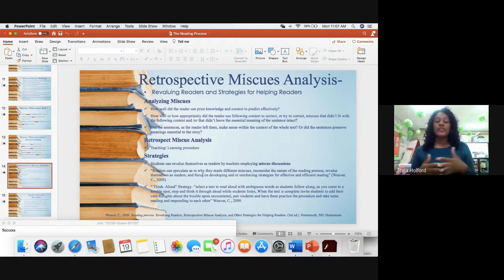One strategy is a think aloud strategy. Select a text to read aloud with ambiguous words as students follow along. As you come to a trouble spot, stop and think it through. Think aloud while students listen. When the text is complete, invite the students to add their own thoughts about the trouble spots encountered. Pair students and have them practice the procedure and take turns reading and responding to each other. I pulled this strategy from Weaver, The Reading Process. That's a great strategy to use.